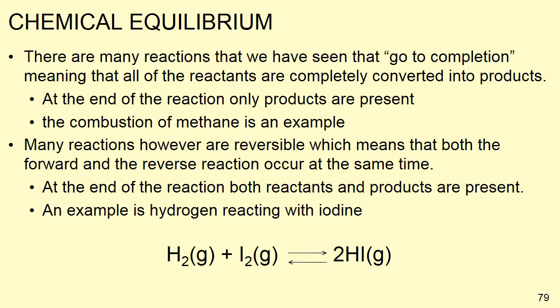Many reactions, though, are reversible, which means that both the forward reaction can occur and then the reverse reaction can actually occur as well. When this happens, we say that the reactants and products are in equilibrium. So you see here the example, hydrogen reacting with iodine. So they may react together, and then after a while, some of the HI may break apart back into H2 and I2. So it's not a complete reaction because it can go both ways.